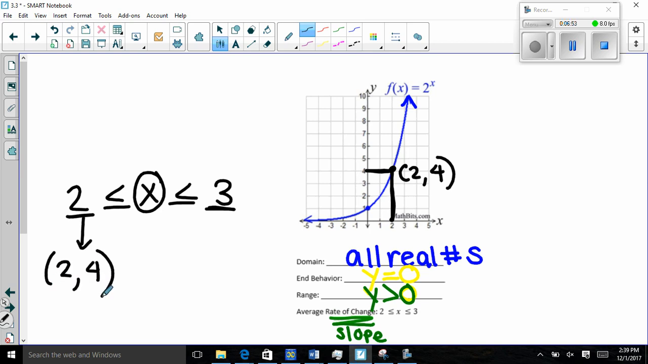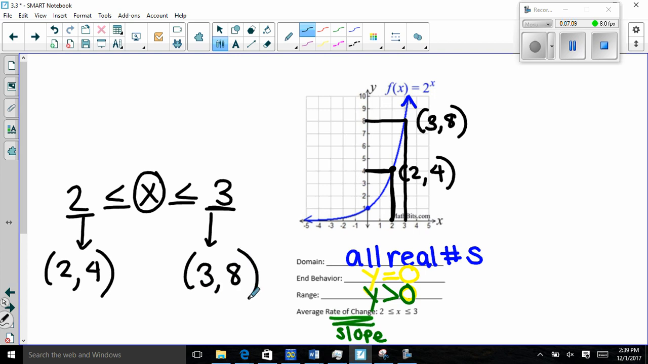Then when I go to 3, I'm going to draw my line up again. Now I can see that my y is 8. When my x is 3, my y is 8 when I use that function. So I'll write that right here. 3, comma 8. The next thing you're going to do is find the rate of change or the slope.